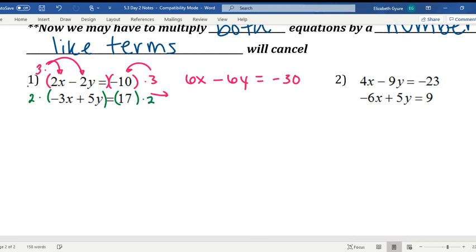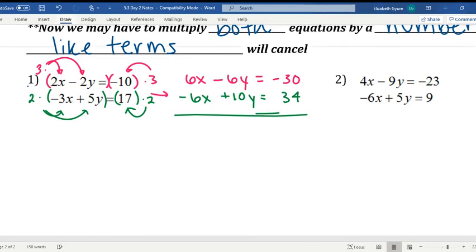We are going to multiply it by 2 because 2 times negative 3 will give us a negative 6x, which is what we want. Those are going to now cancel. Then 2 times 5y is plus 10y, and 2 times 17 is 34. So now we are going to combine.